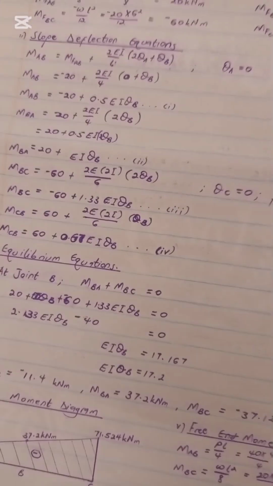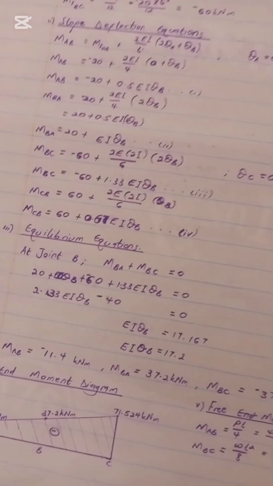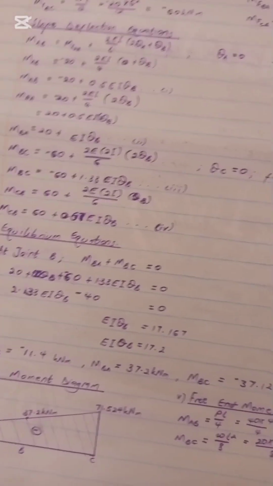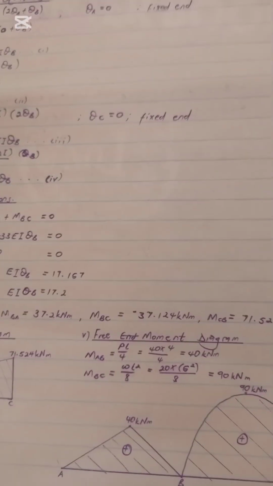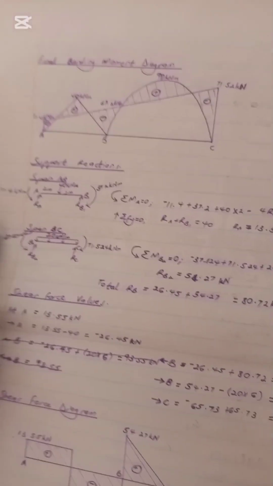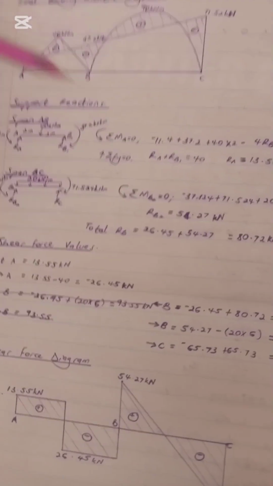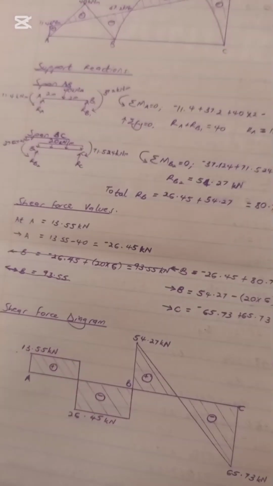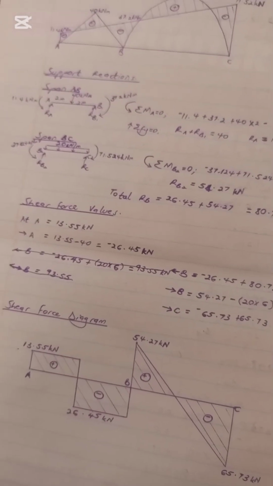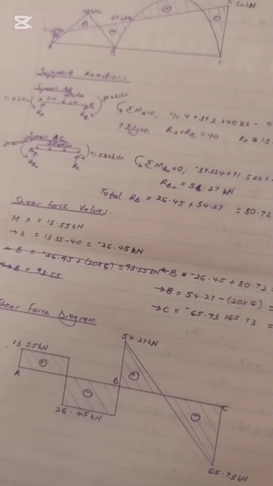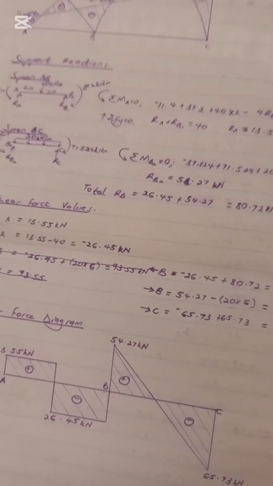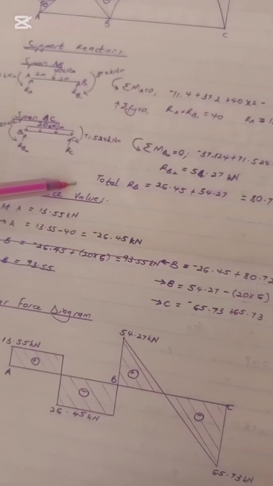So do yourself the favor of finding the fixed end moments, then the slope deflection equations, equilibrium equations, end moment diagram, and the free moment diagram. Make sure to do all this first. Then after that, you're going to plot the final bending moment diagram, which I've plotted here and shaded so well. That's when you now calculate the support reactions. For the support reactions, you're going to use the values that you found in the slope deflection equations to find each of their reactions at every point.